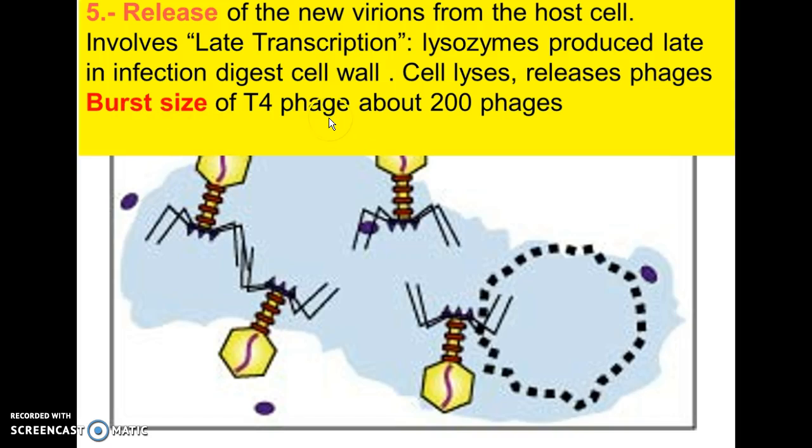The burst size of the T4 phage is about 200 phages per infection. The burst size is the number of viral particles being produced through the lytic infection. Remember, burst time is the time that the lytic infection takes from beginning to end. Burst size is the number of phage particles produced during the infection.